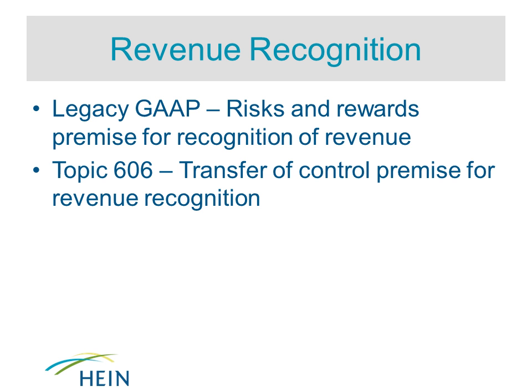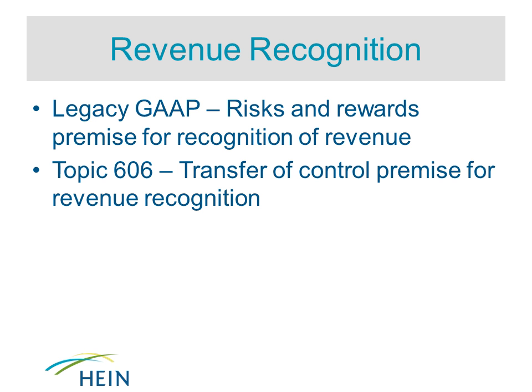606-10-10 is the objectives of the new standard. And that objective is to establish principles that an entity shall apply to report useful information to users of financial statements about the nature, amount, timing, and uncertainty of revenue and cash flows arising from a contract.